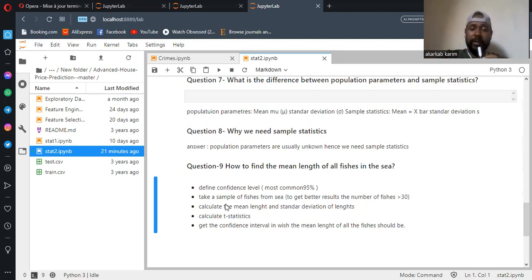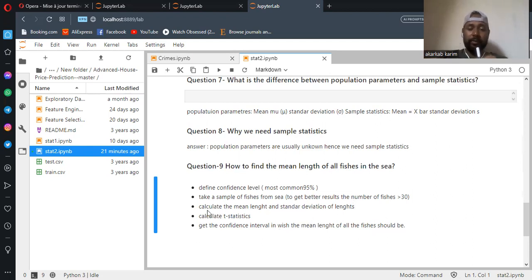The second step, taking a sample of fishes from the sea. Okay, we are taking samples from the sea, some random samples, or maybe we have some other technique. To get better results, the number of fish will be more than 30, because in the test statistics or other tests, we have this criterion. The number of fishes will be more than 30. So for this reason, we need to do that.